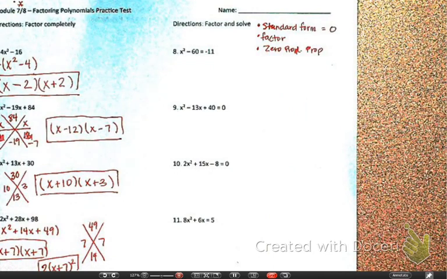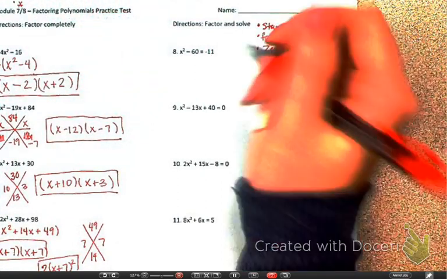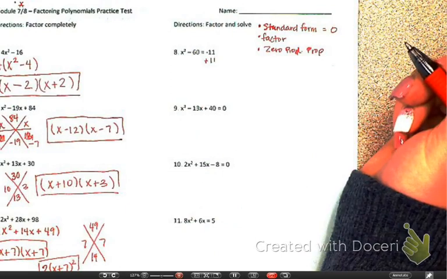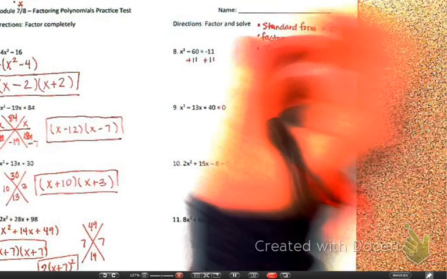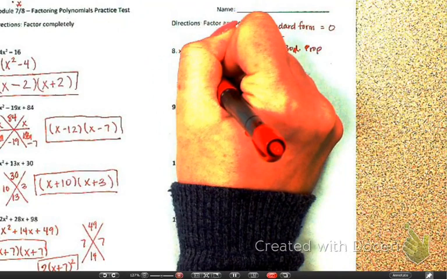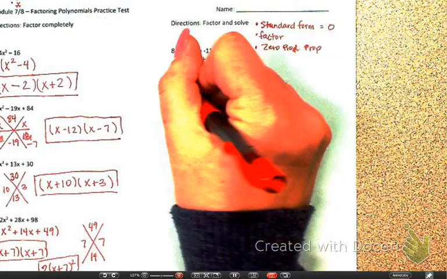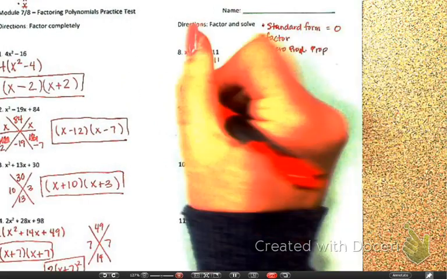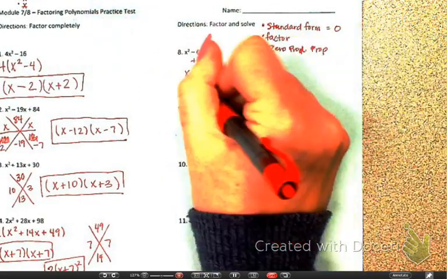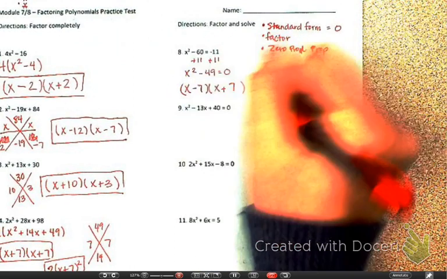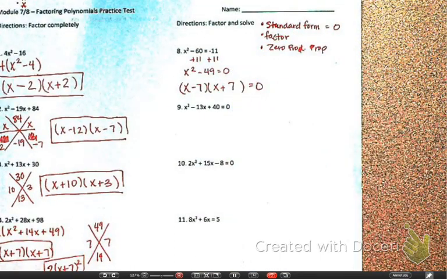Okay. Number 8, where should I start? Add 11 to both sides because it's a negative 11. So if I add 11, I'm left with x squared minus 49 equals 0. It's in standard form. It's set equal to 0, so now I can factor. How do I factor x squared minus 49? Difference of squares. Square root of x squared is x. Square root of 49 is 7. One's plus, one's minus. That's still set equal to 0. Okay, so that's my factored form.